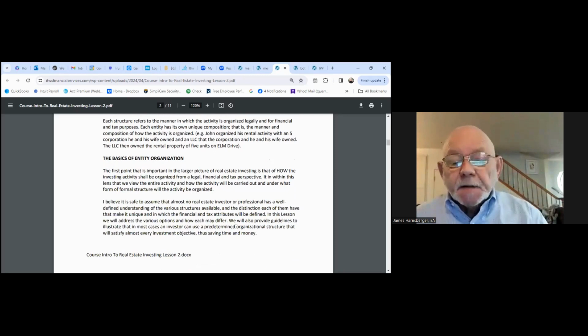The basics of entity organization, and the lesson plan is up in your back office. I think the biggest and most important part of this, again, is how your investing activity in real estate is going to be organized from a legal, financial, and tax perspective. It's within this lens that we look to your activity and involvement in your real estate portfolio.